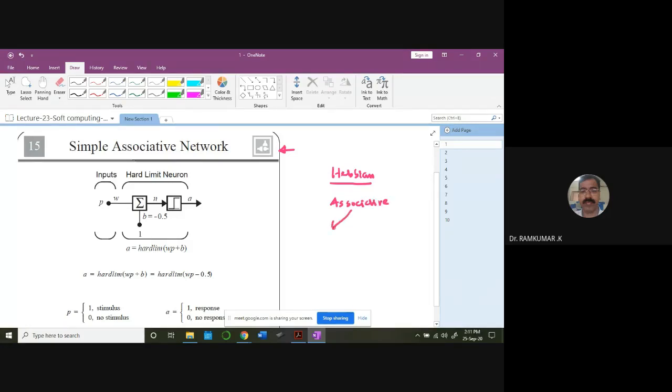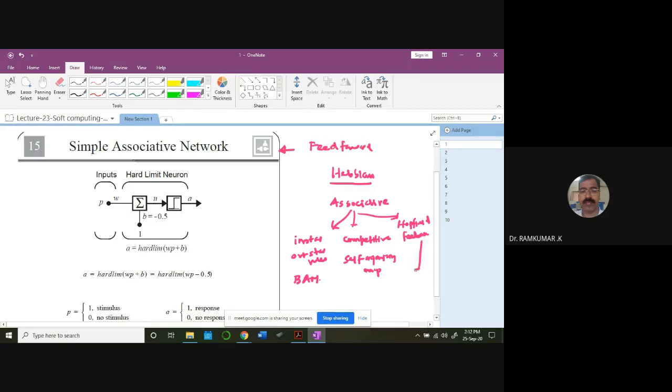Here we'll be learning something called the instar outstar rule. Then associative bidirectional associative memory. Then you'll be learning competitive networks, and an extension of it, the self-organizing map. In another maybe 10 classes, we'll be covering all this: instar, outstar, BAM, competitive network, self-organizing map, followed by the Hopfield network. Same associative, but feedback. So far, we are talking only about feed-forward networks.